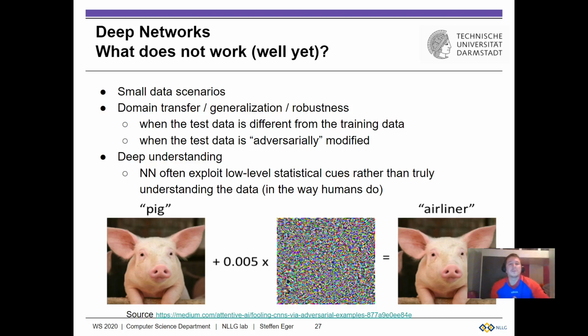So what does not work well nowadays with deep networks? One thing that I've already shown is small data scenarios. Another thing is transfer, generalization, robustness. Many machine learning and deep learning approaches work under a so-called IID assumption. That IID assumption is that the distribution of the training data is the same as the distribution of the test data.